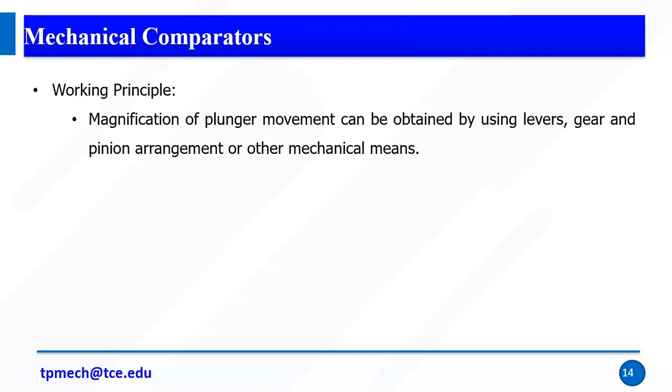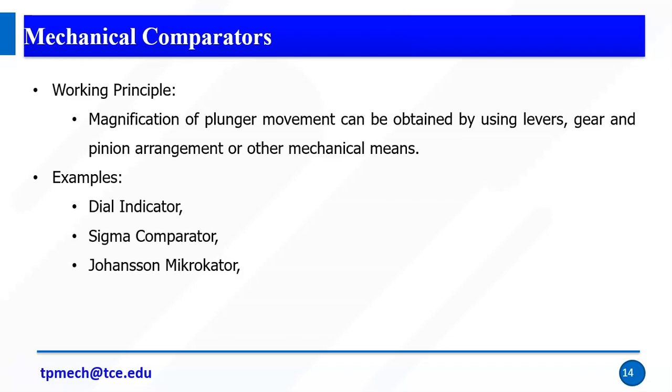So deviations. The movement of the plunger can be converted to the indicating end by means of levers, gears, and other pinion arrangements. Examples are the dial indicator, Sigma comparator, Johansson's Microkator, and Reed-type mechanical comparator. These are some of the examples of mechanical comparators. We are going to see the dial indicator.